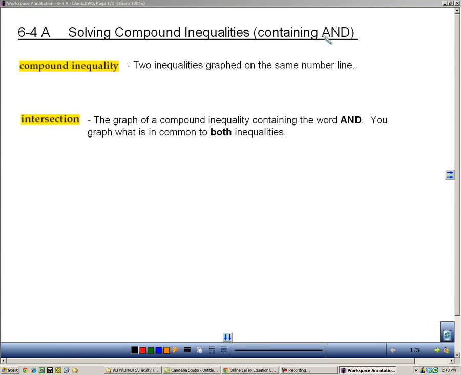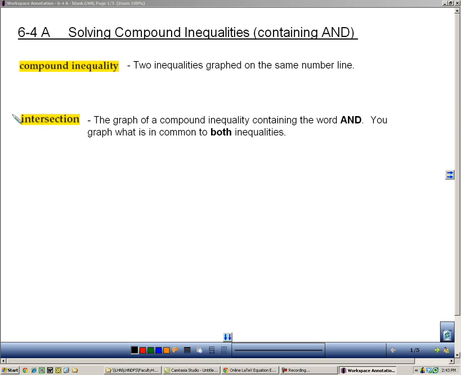Section 6.4a is about solving compound inequalities, specifically those that contain the word and. A compound inequality is when two inequalities are graphed on the same number line. So you're comparing two inequalities, and when you put them together, it's called a compound.